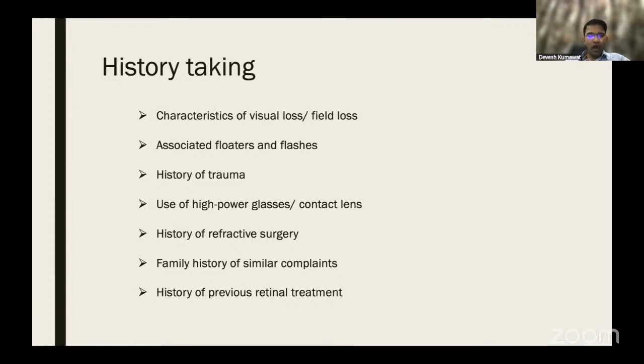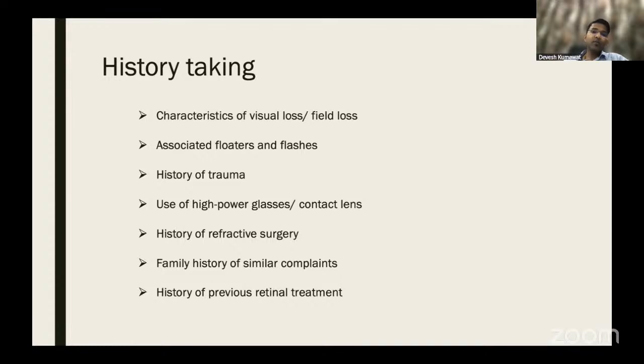Now, you have to take a history of high-powered glasses, whether the patient used high-power myopic glasses in the past, or contact lenses, or had refractive surgery in the past, because those patients are prone to develop retinal detachments later on. Then family history of similar complaints. If the patient has vitreoretinopathy, then family history is also to be elicited. Now, history of previous retinal treatment, if the patient has had laser or cryotherapy in the same eye or in the fellow eye, that history is also to be taken.